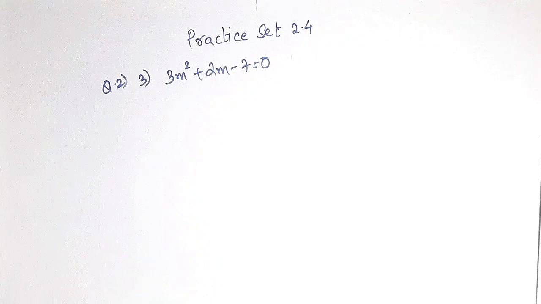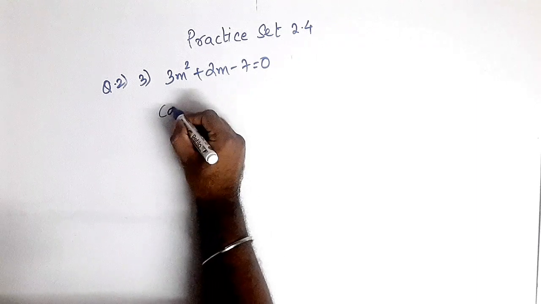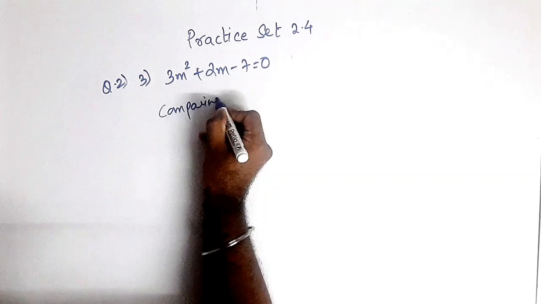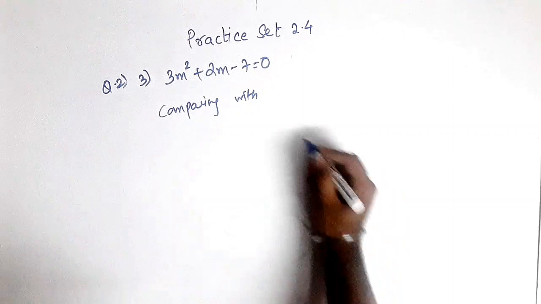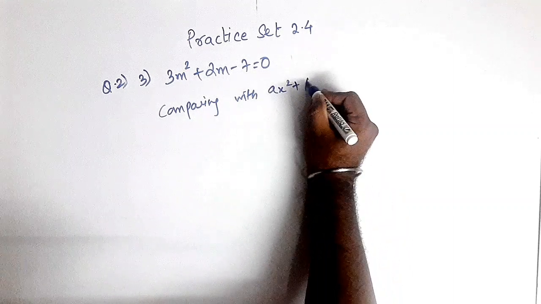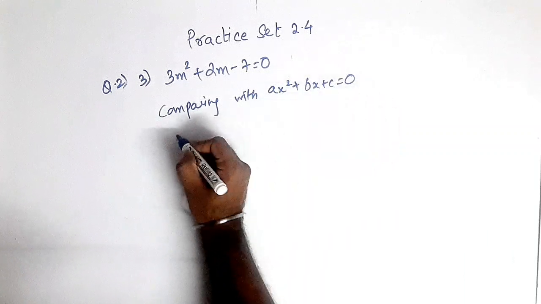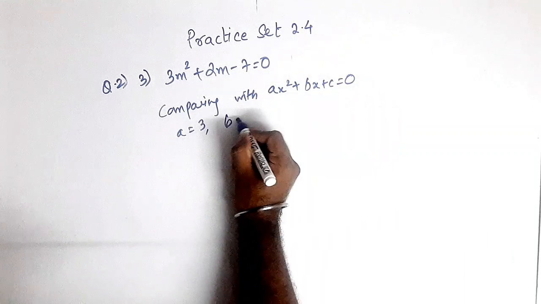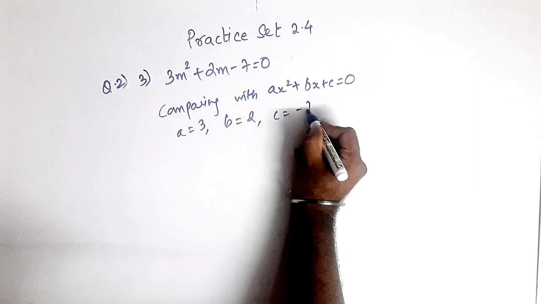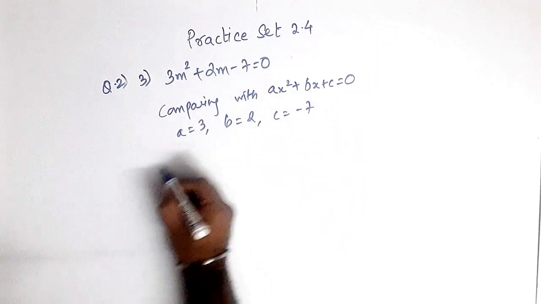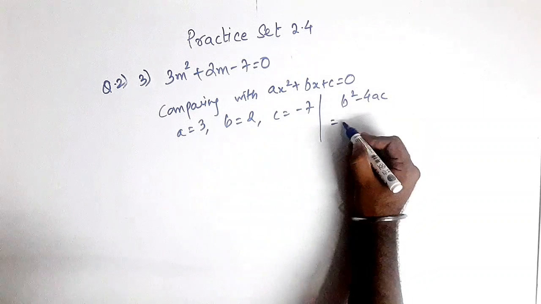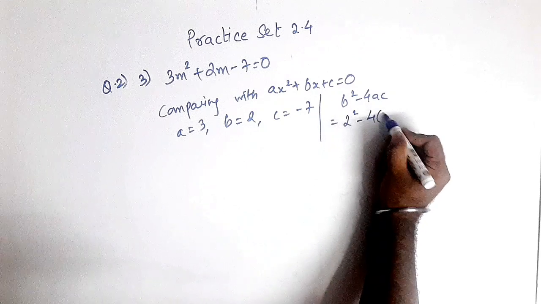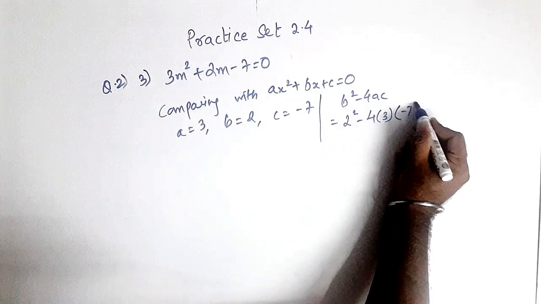So here, comparing with standard form, I'll write here a equals to 3, b equals to 2, c equals to minus 7. So first I'll write what is b square minus 4ac. I'll find out. B square is 2 square minus 4a is 3, c is minus 7.